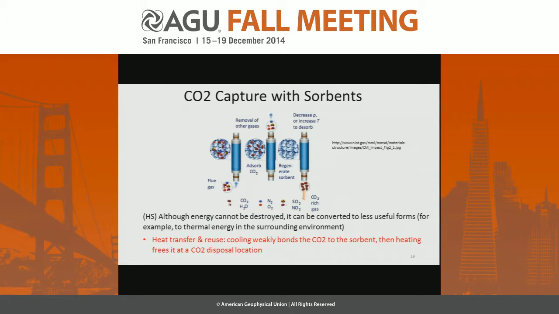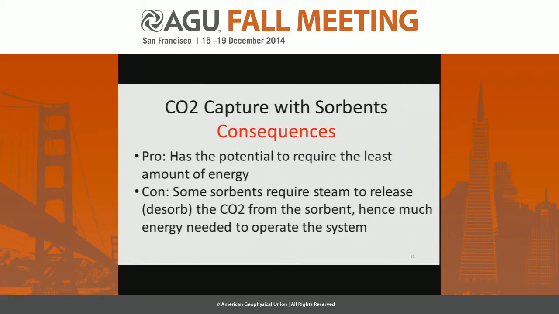CO2 capture with sorbents is an instantiation of other uses of energy. This also reinforces standards. For example, the high school standard about how energy is conserved, yet can be converted to heat. In a weak chemical bonding, cooling bonds the CO2 to the sorbent, then heating frees it at a CO2 disposal location. As for advantages and disadvantages, CO2 capture with sorbents has the potential to require the least amount of energy. Yet some sorbents require steam to eventually release the CO2 from the sorbent, hence much energy is needed to generate all that steam.